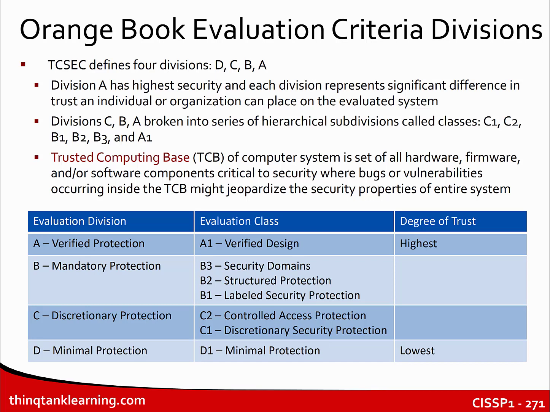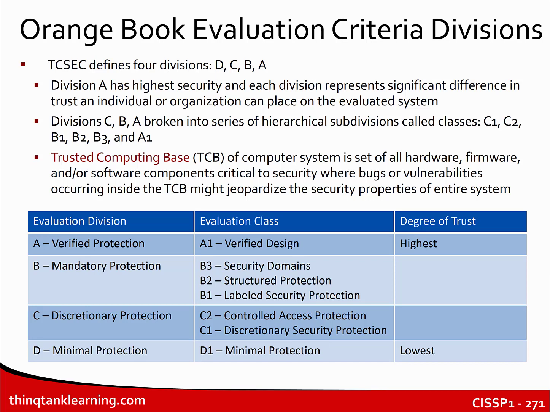And then C2, we have controlled access protection. It still applies the DAC concept, but it does it more granularly. There's individual accountability through individualized login procedures, which is why it's called controlled access protection. We have audit trails, there's resource isolation, and so on. We move up to Class B, mandatory protection.